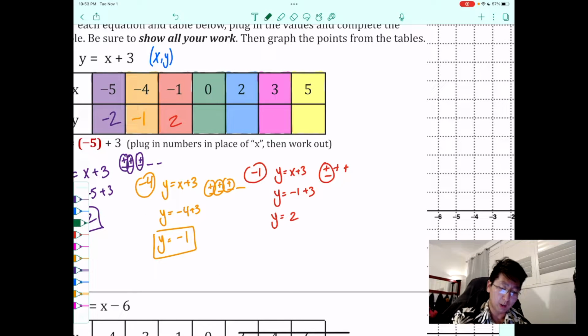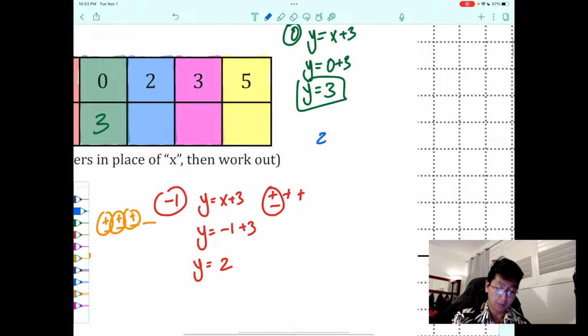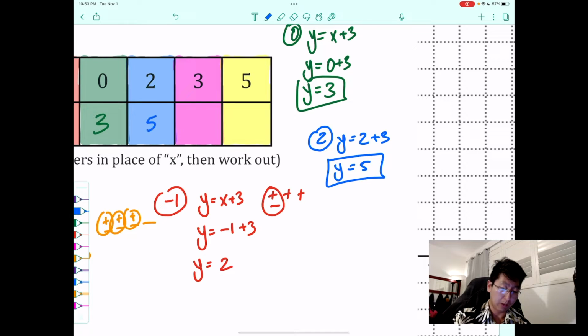Next is 0. I'll just do that up here. Y equals x plus 3. Instead of x, we're going to plug in 0. So y equals 0 plus 3, which is 3. Next is 2. Y equals 2 plus 3. Y equals 5. So you can see I'm kind of going faster here. Y equals x is 3, so 3 plus 3. Y equals 6.